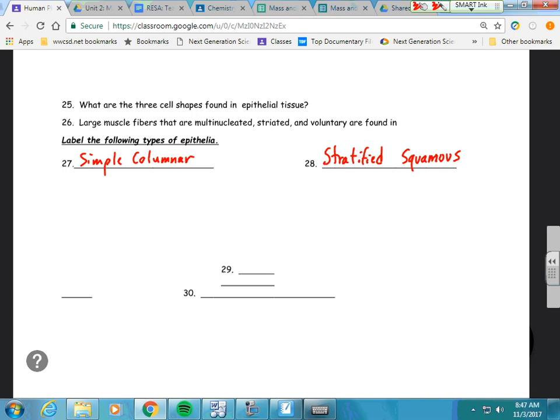Okay, 29 is showing it collapsed and distended, showing it really being able to be stretched. That's going to be transitional. And 30 is showing one layer of cubed cells. So that's going to be one layer, simple, and cube-shaped means cuboidal.